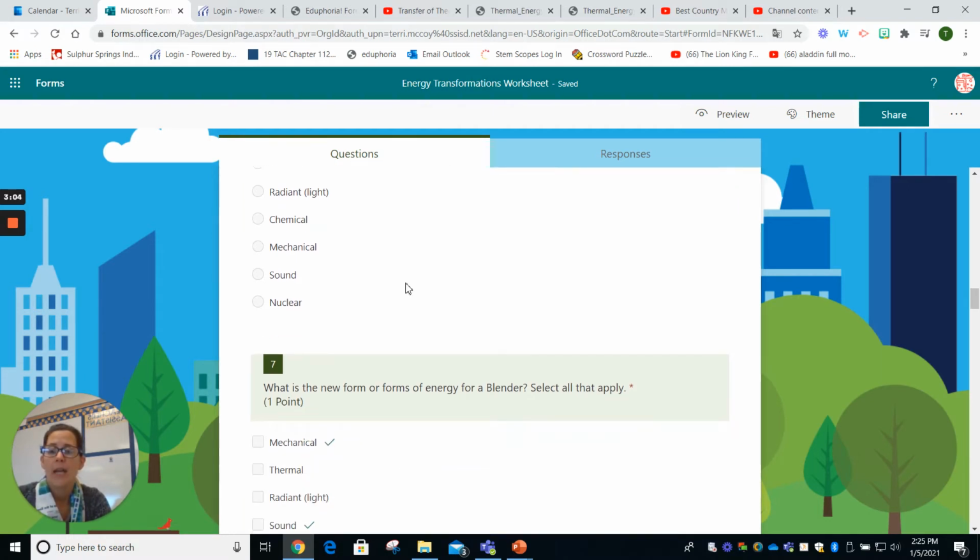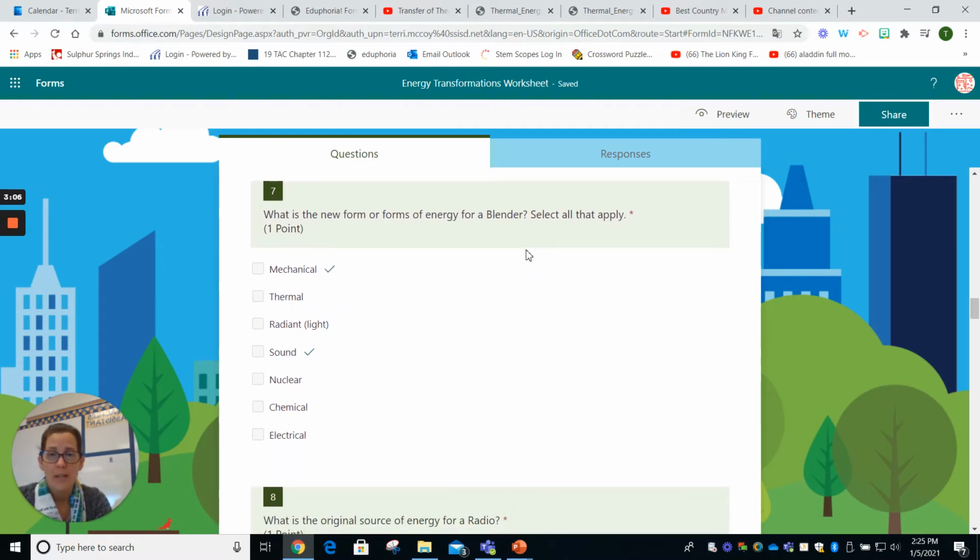Good. Okay, what is the new form of energy for a blender? Select all that apply. So a couple things happen with a blender. It's got a little blade in the bottom that spins really, really fast whenever you turn it on. So that electrical energy is turning into mechanical energy, and we can hear it. They're really loud. If you've ever heard a blender, it's really loud. So the blender is going to turn into sound energy too. So we start from electrical, we turn into mechanical and sound.